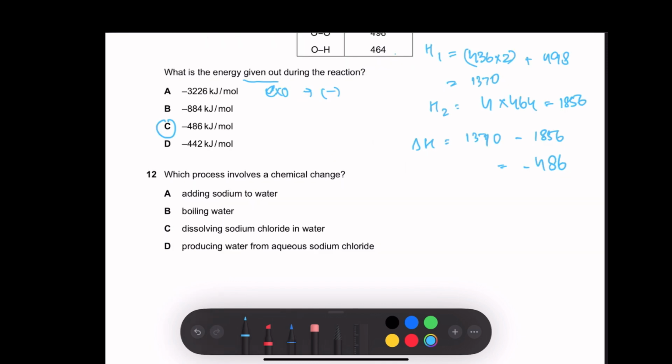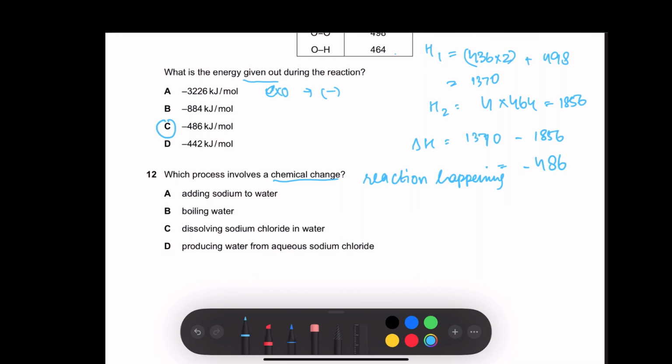Now, which process involves a chemical change? Remember, it's a chemical change when there is a reaction happening, and some bonds are being broken and new bonds are being formed. That's a chemical change. If it's simply a state change, or something is dissolving, it's just a physical change. So let's see.